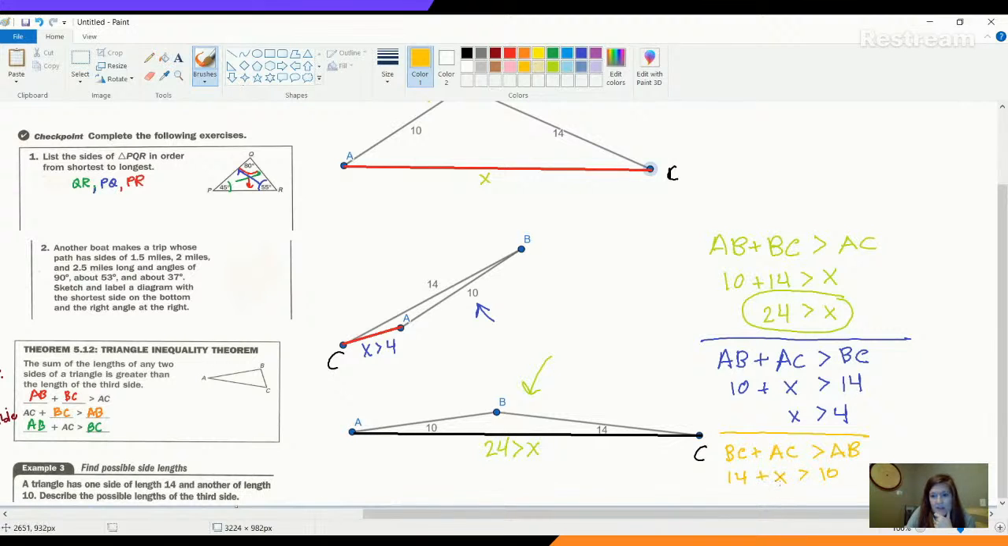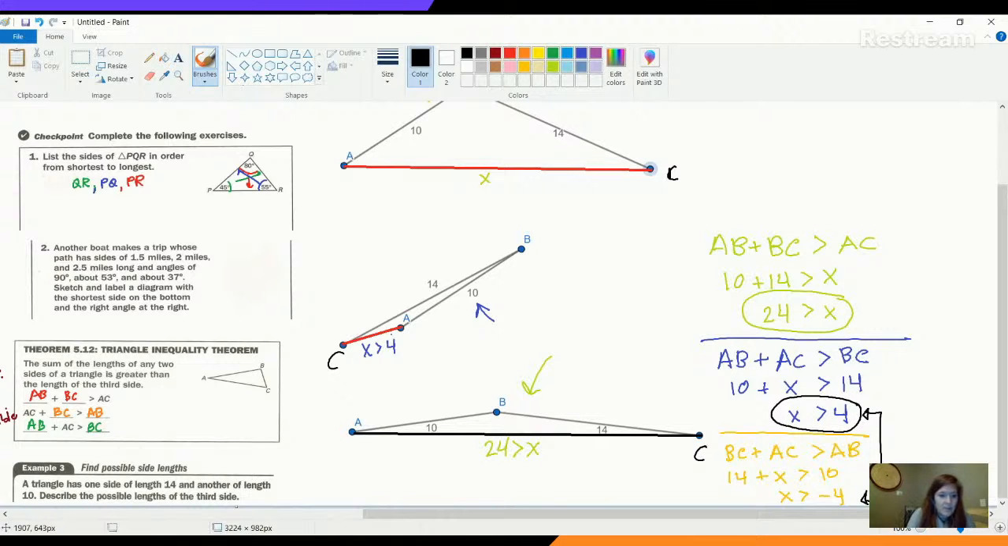Okay, so then for this scenario, I subtract 14 from both sides, and I get X has to be greater than -4, which seems a little weird. But now if I compare my two inequalities, I have X has to be greater than 4 and X has to be greater than -4. And if you're thinking about a number line, X greater than 4 is closer in. This kind of invalidates this one down here, right? X has to be greater than -4 is pretty easy. So we know that X has to be greater than 4 in order for this triangle to exist.